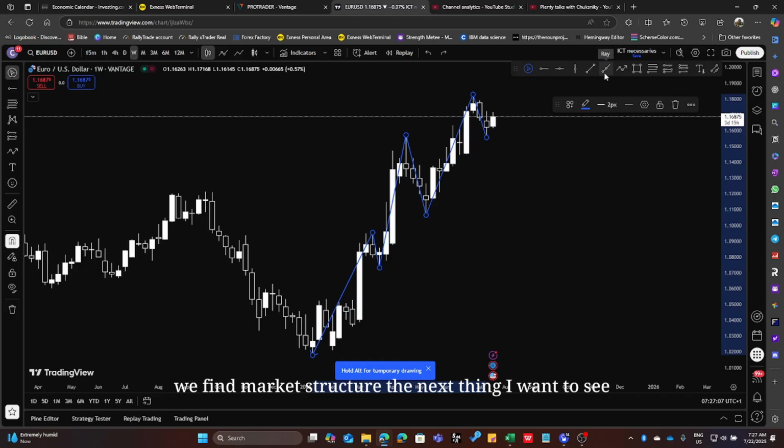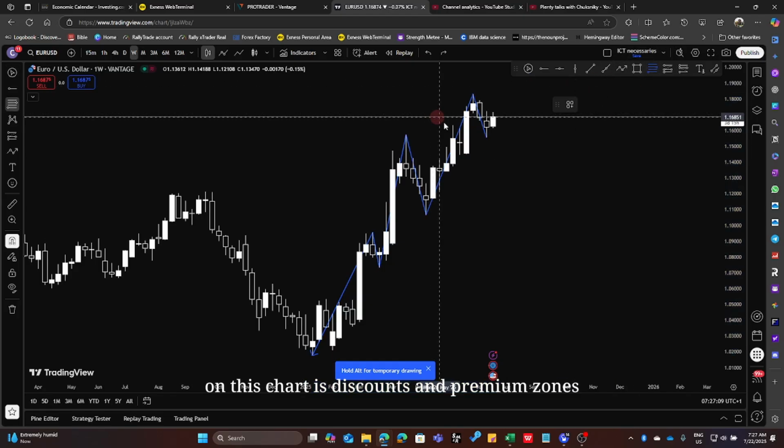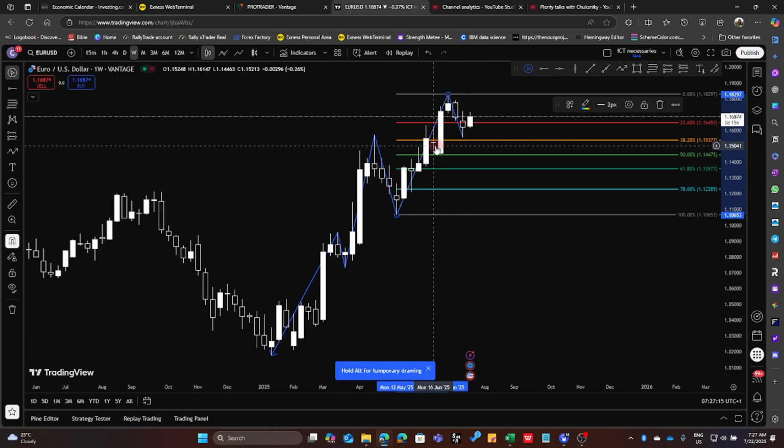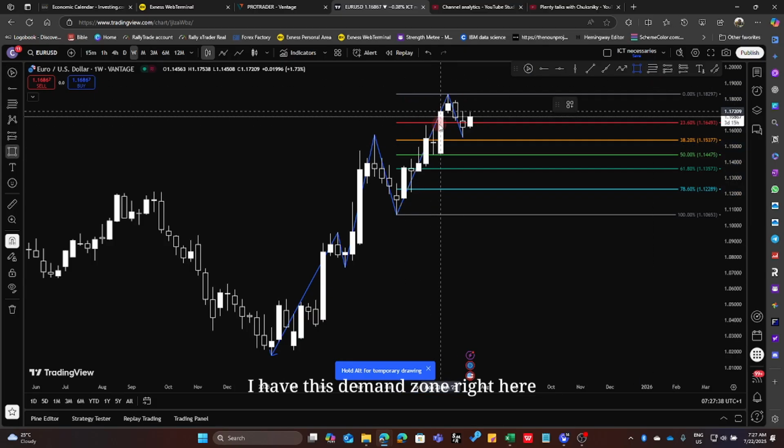The next thing I want to see on this chart is discount and premium zones. The discount zones are places where I should find buying opportunities. The premium zones are places where I should find selling opportunities. If I find demand and supply zones within these areas, I will then look at those demand and supply zones as credible to trade or not credible to trade based on where I find them. For example, I have this demand zone right here.